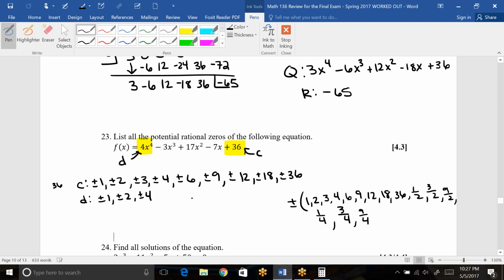12 over 4 is 3, which we have. 18 over 4 reduces down to 9 halves, which we already have. And 36 over 4 is 9, which we already have. So that would be my complete list with no repeats. Now notice, this was just listing. We're not supposed to find any zeros. So all we had to do was come up with this list.